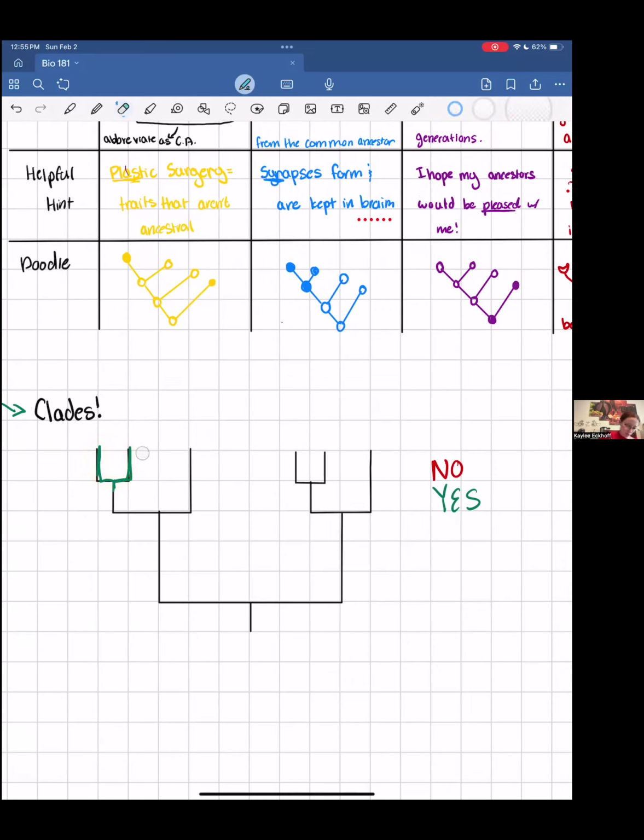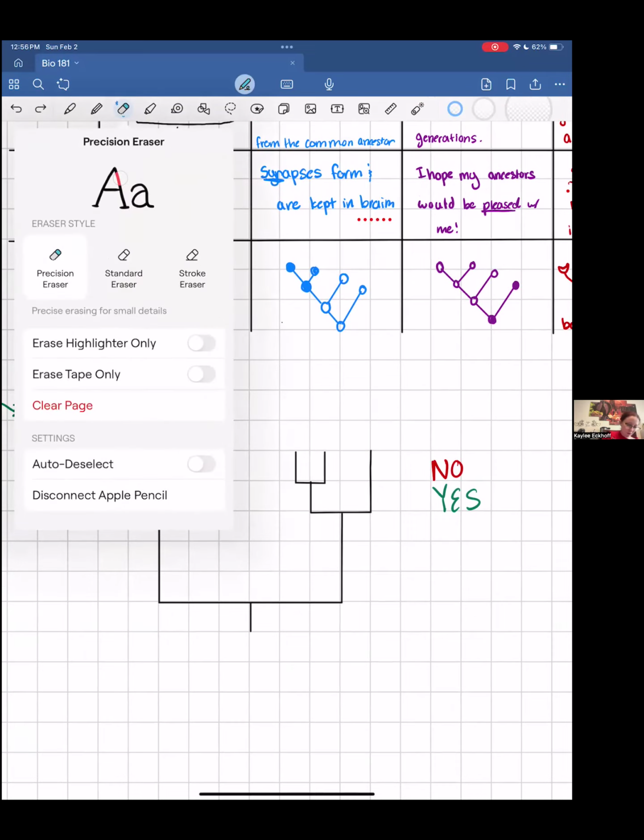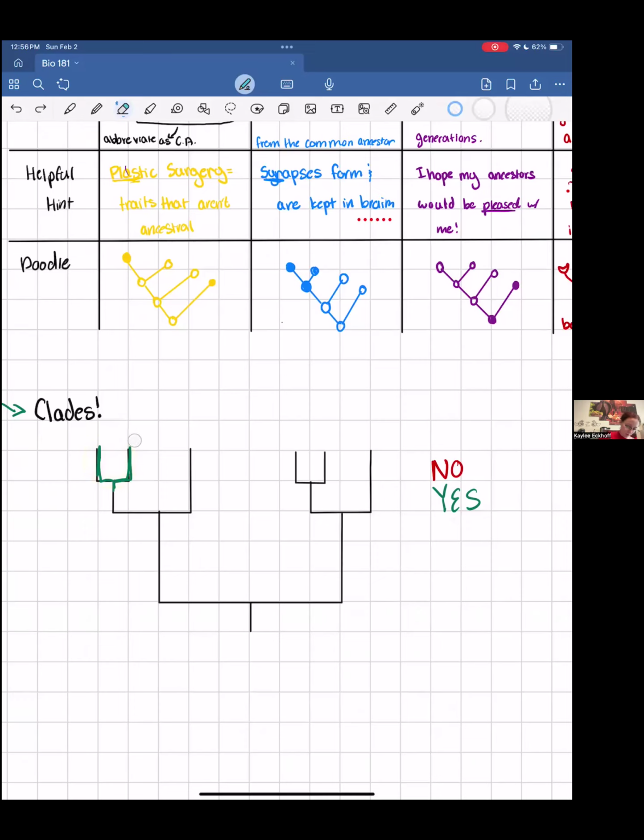I'm going to delete this yellow around it, delete that green. Oh, I forgot I'm doing the part eraser. Forgot to change my eraser. Getting used to the new app still. But yeah, we'll just circle. We'll change the color back to the pen. And then we'll circle this and say, yeah, that is a clade.